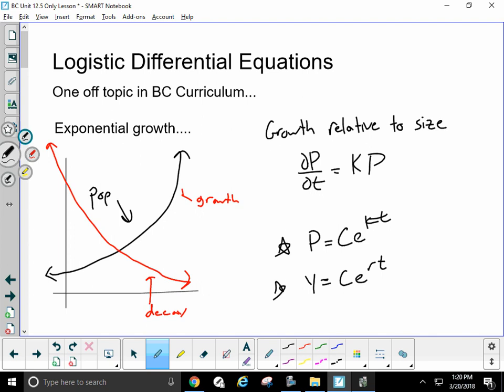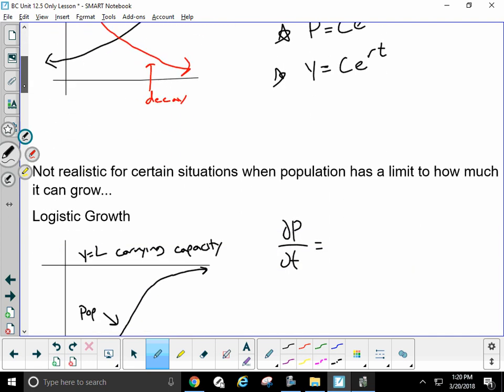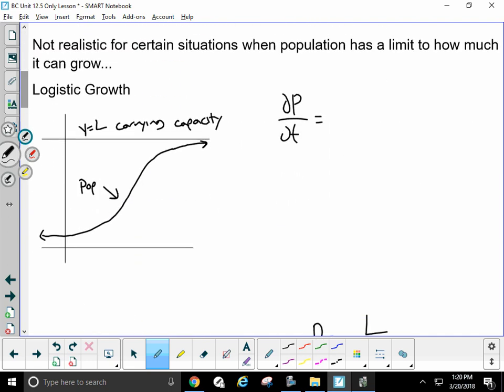And in my AB calculus class, we focus on specific types of questions that you might see that use this. In this class, though, we don't really worry about exponential growth and decay. We worry more about another situation where you can't grow forever and ever.